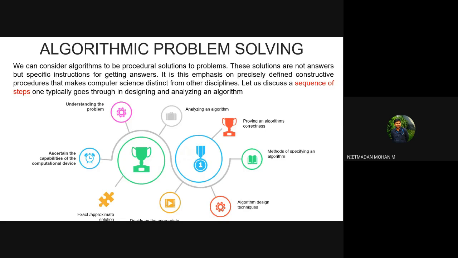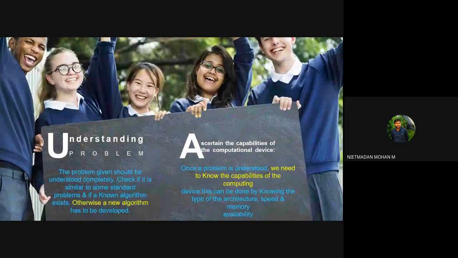So the first step is understanding the problem. How do you want to understand it? The problem given should be understood completely. Check if it is similar to some standard problems. If a known algorithm exists, use it; otherwise a new algorithm has to be developed. If you are writing an algorithm or doing a problem solving method, a lot of problems may come up with that algorithm executing the particular task. Then we want to move to a new algorithm and redefine the new algorithm for the particular task. So that is known as understanding the problem.